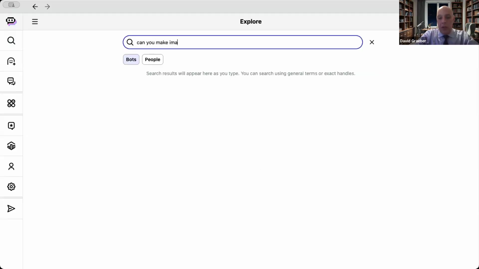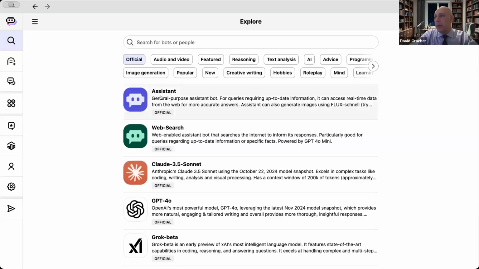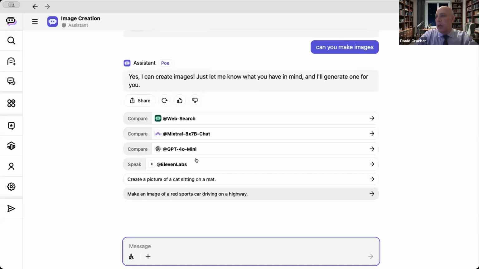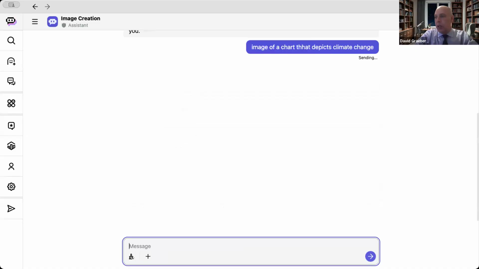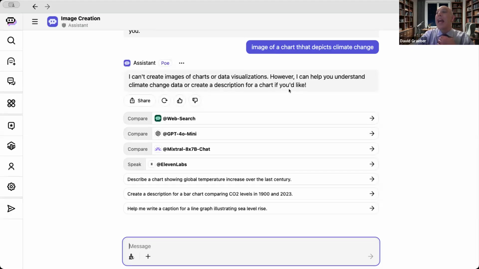Can you make images? Sorry, let's see. We'll go to my regular bot, right? Can you make images? Okay. What do we want an image of? We want an image of a chart that depicts climate change. I don't create images or charts or data visualizations. I can understand. So you see again, right? You have to add a subscription. You have to go ahead and, right?